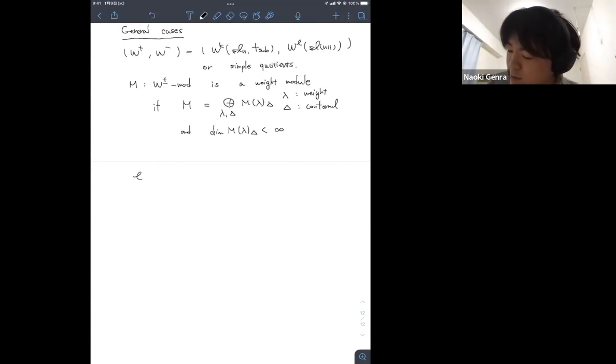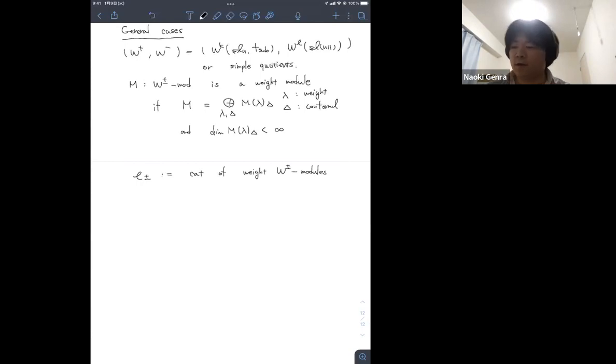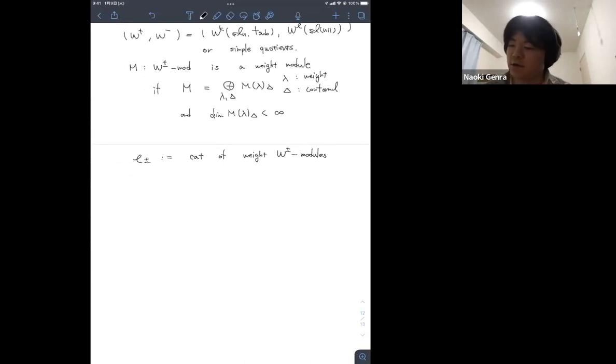And we consider C plus minus. This is the category of weight W plus minus modules. So this contains lots of interesting modules. For example, if you consider affine sl2 at an admissible level, this contains relaxed highest weight modules, and so on. Anyway, this contains lots of interesting modules.